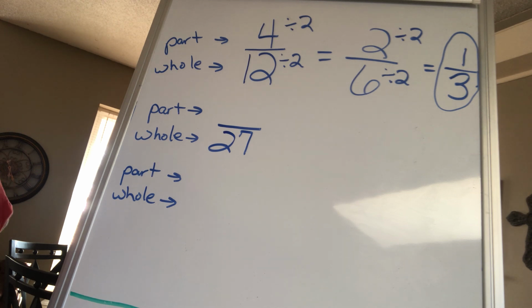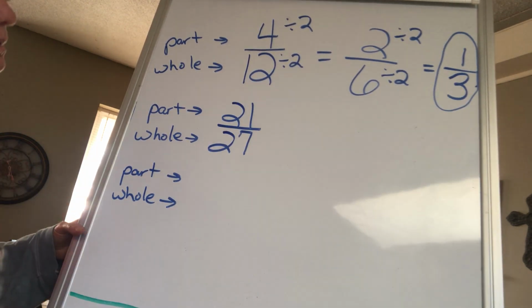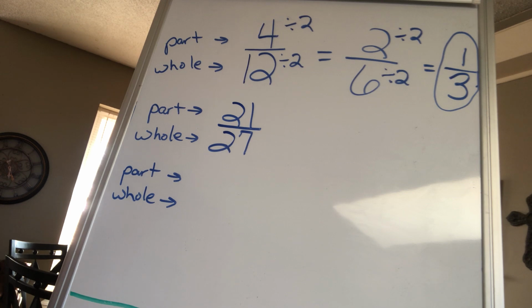And then it says what fraction turned up for the party. So let's look at it. It said 6 couldn't make it, but 21 out of the 27 made it. So 21 is the part of the people that actually made it to the party. So 21/27 came to the party.